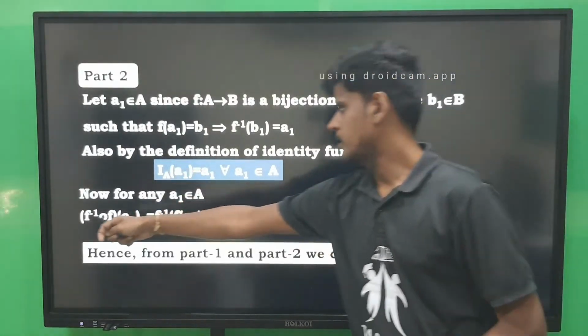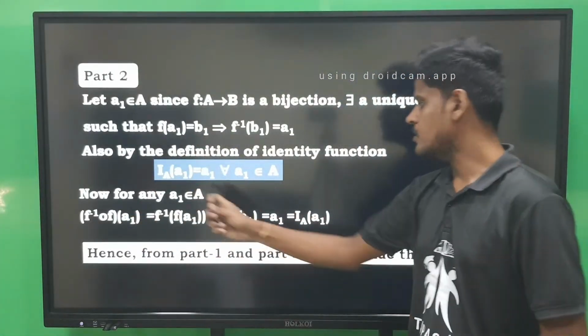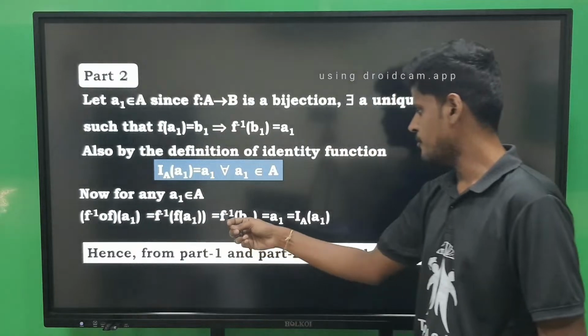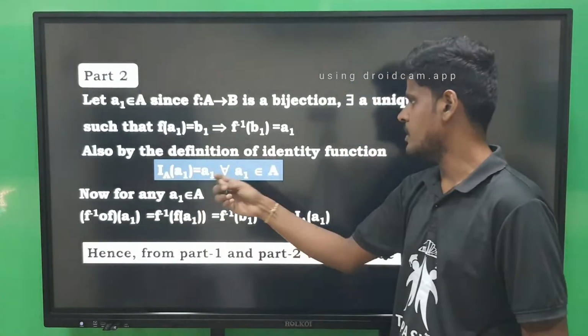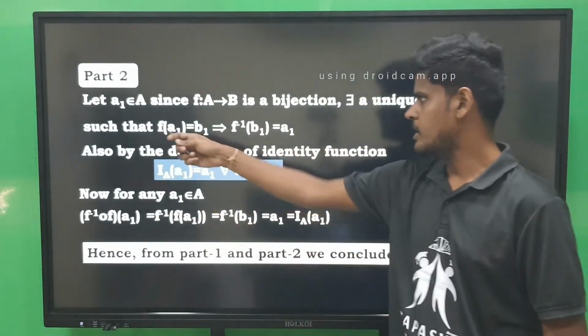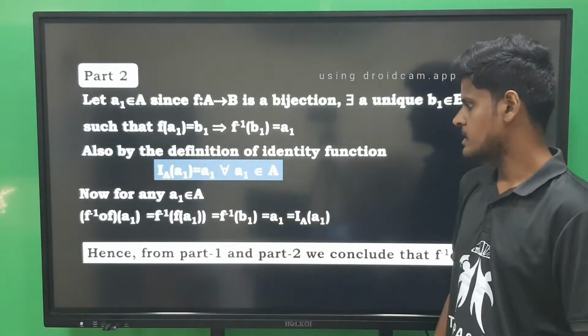Right now, f inverse of f of a1 equals f inverse of, what is f of a1? f of a1 is b1. That is it.